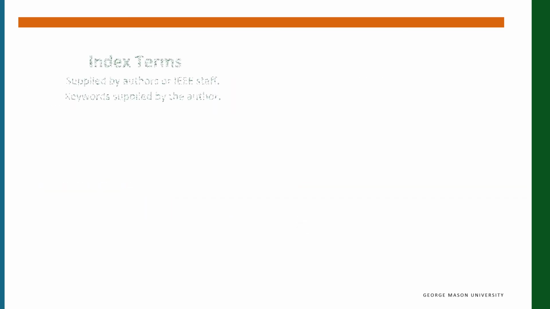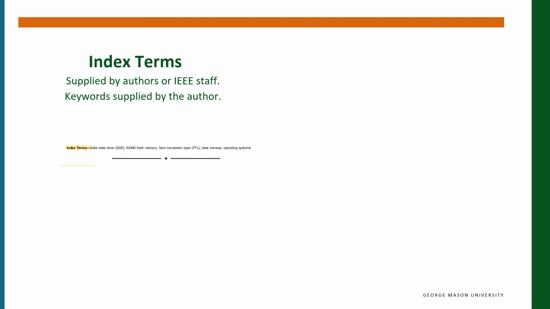Good index terms are important because they describe the topics covered in a paper and make it easier for researchers to find the paper in a database. The index terms on the example paper may have been selected by the authors or assigned by IEEE. Frequently, natural language keywords are provided by the authors.